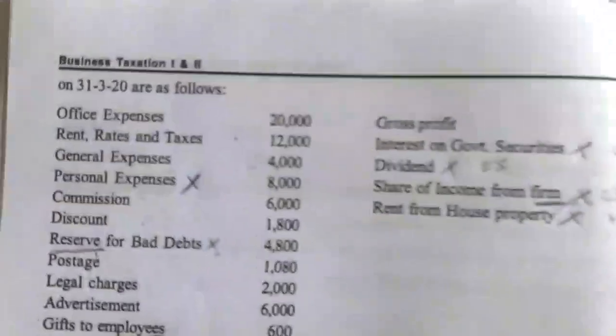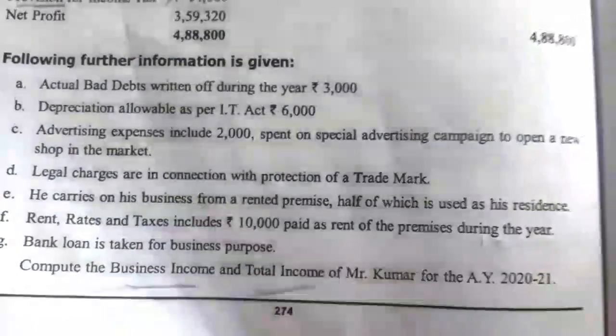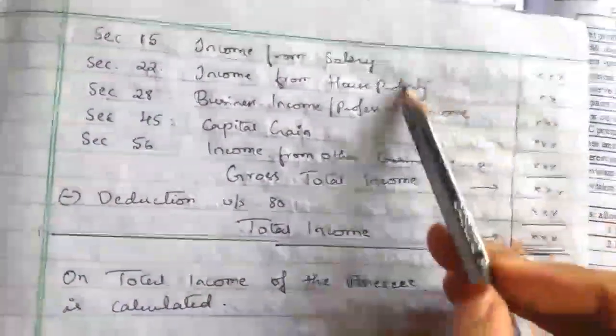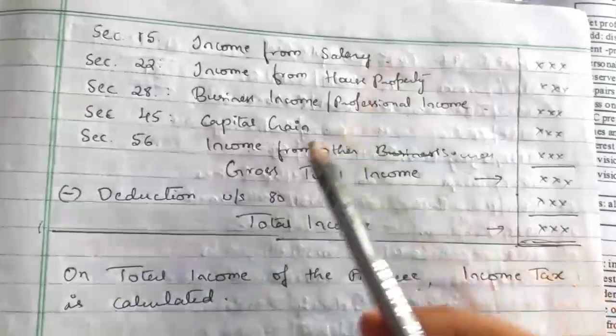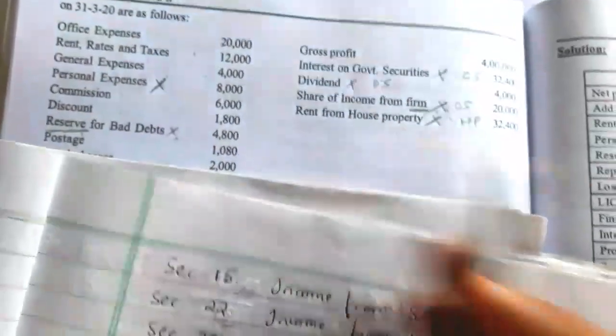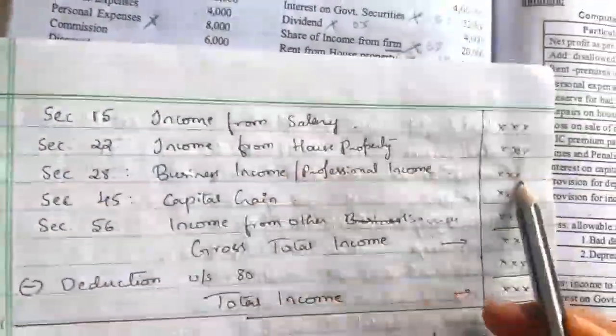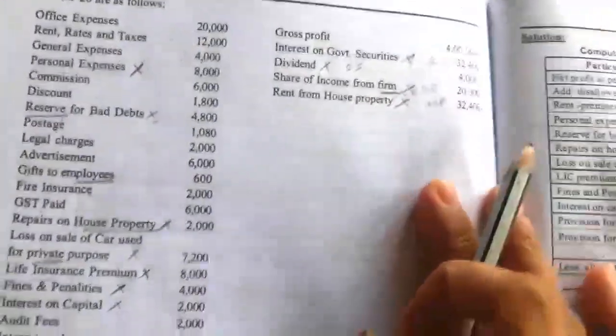While writing the credit side of profit and loss account, once we have to take them here, and again while calculating the GTI, see here in this question they asked to calculate the business income as well as total income. So here we have to calculate even the total income. Total income means they might give the information relating to these 5 heads of income. So the other source income should be written here under the head income from other source. And rent from house property should be written under the income from house property. And business income we have to write as we calculate now.